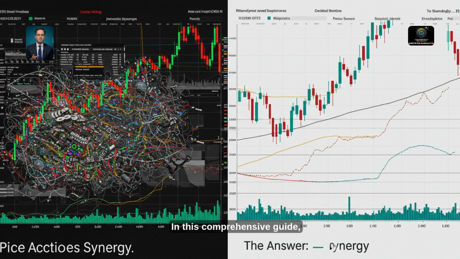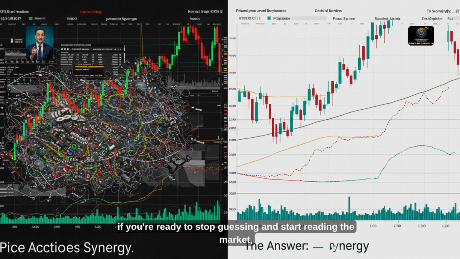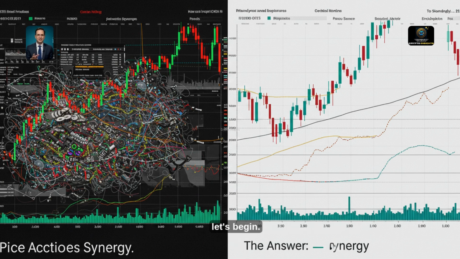In this comprehensive guide, we will walk through 5 key pillars of price action trading. This isn't about Lamborghini promises, it's about building a solid foundation. So, if you're ready to stop guessing and start reading the market, let's begin.